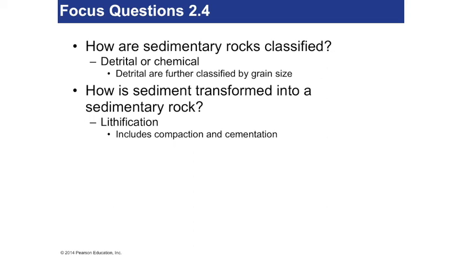You're also going to classify them by the size of the grains. So are they tiny, or are they very large? You would have a different named rock based upon not just what it's made out of, but how big the parts that make up that rock are. And then the second question is how sediment transformed into a sedimentary rock. And that was the two parts of lithification, which is compaction, shoving them together to minimize the air spaces, and then water with a dissolved mineral in it that seeps through those spaces and glues all the particles together.